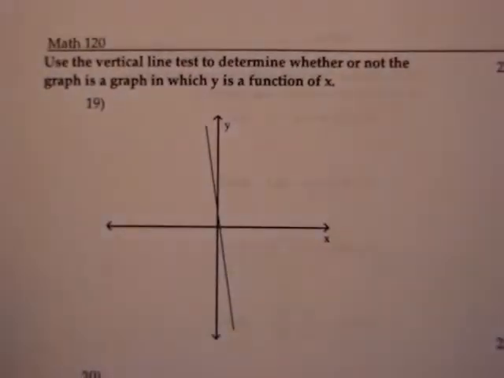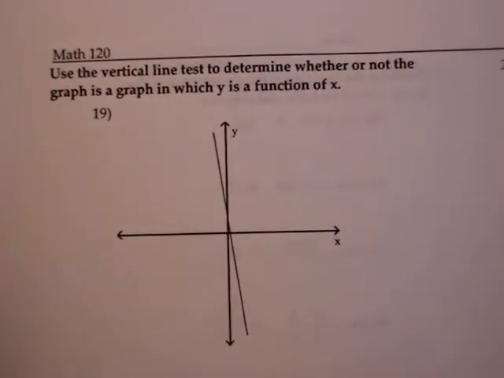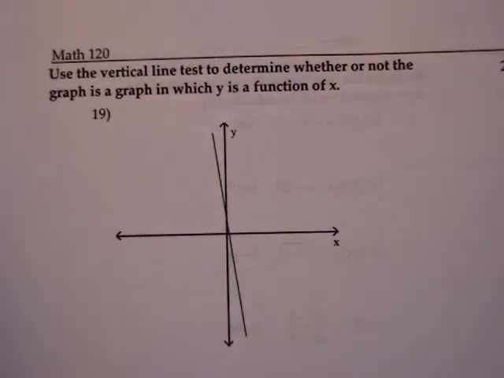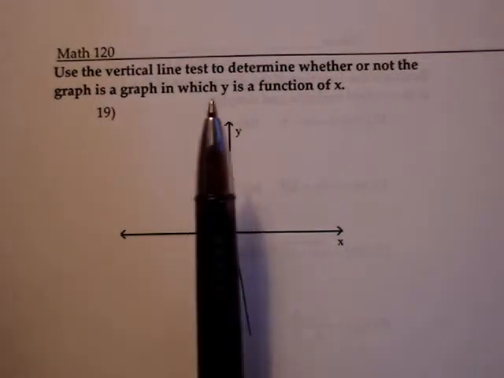And what the vertical line test says, so I'm looking on the next page, the top of page 2 at number 19. The instructions say, use the vertical line test to determine whether or not the graph is a graph in which y is a function of x. The vertical line test is an easy way to tell whether the graph is in fact a graph of a function. And the way it works is, you imagine that you have a vertical line.